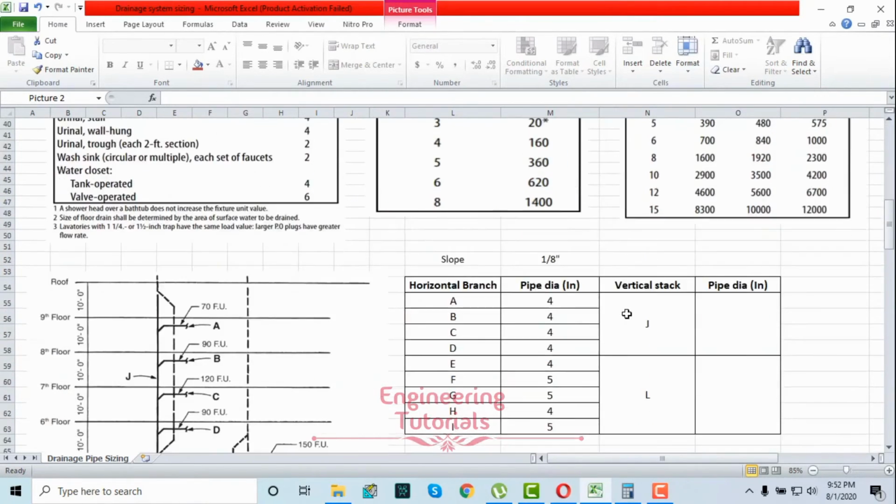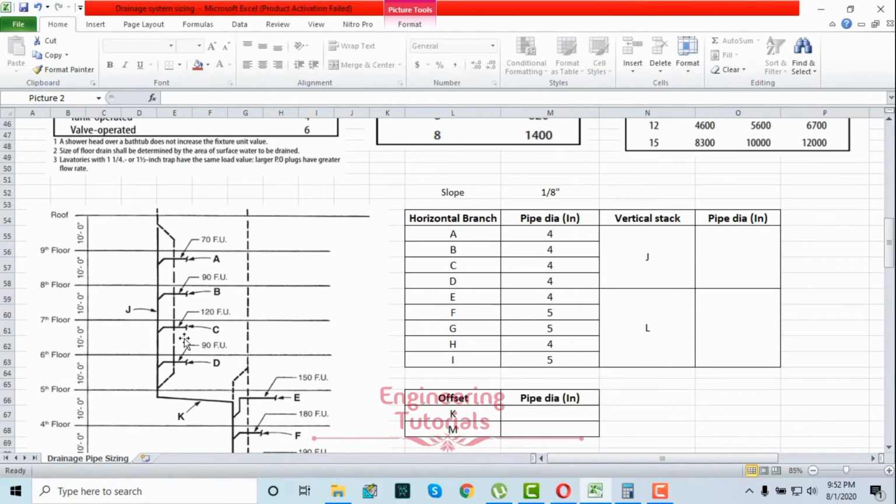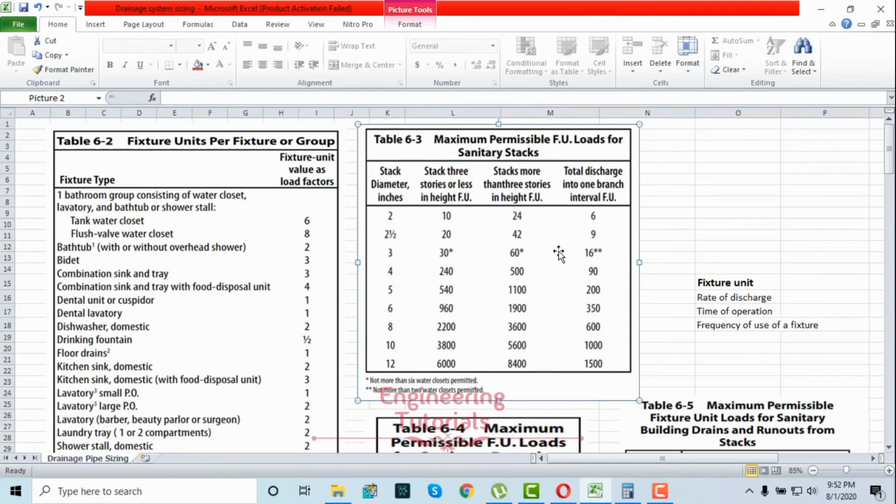So since we have 370 fixture units connected to this vertical stack J, these are the fixture unit values. 370 fixture units means it is between 60 and 500. So obviously we'll go for the higher value, 500. If you move to the left side, you will find the stack diameter is 4 inches for the 500 fixture unit value.